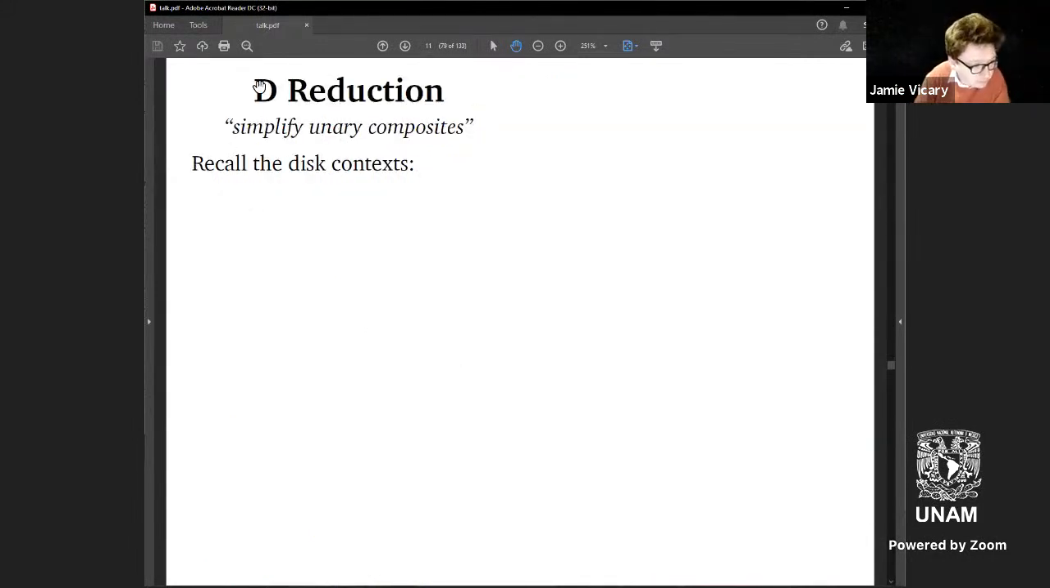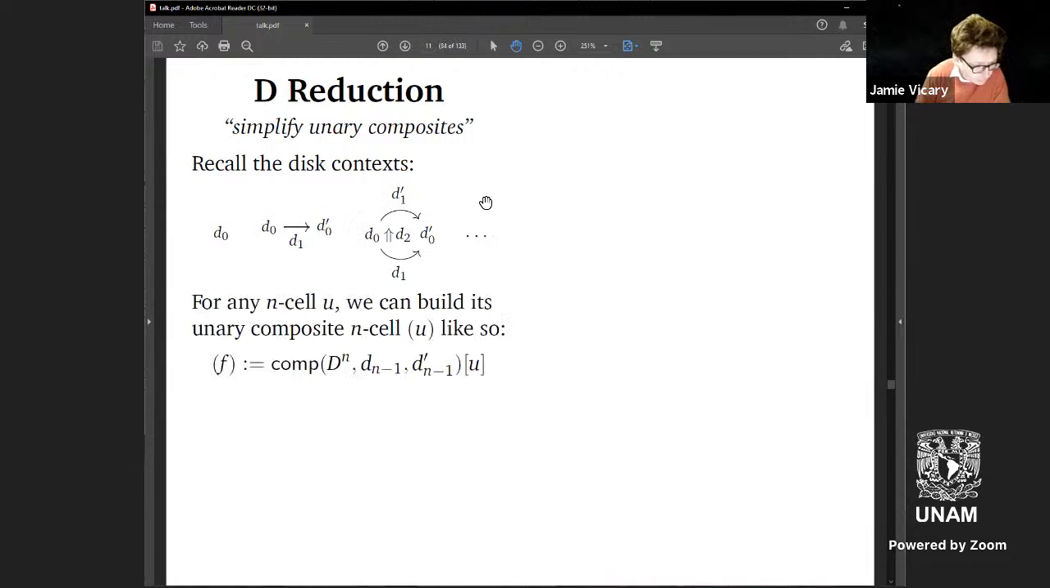That was P reduction. Now D reduction. This is throw away unary composites. So recall we have these disk contexts. With these disk contexts, we can build unary composites. For example, what's the unary composite of a one morphism? It's comp over D1 from D0 to D0 prime. And that's like the bracketing of F, the unary composite of F by itself.